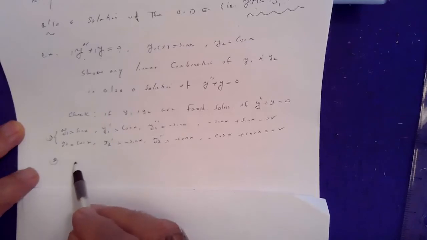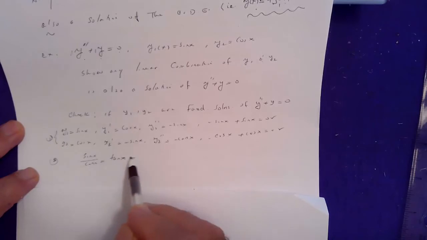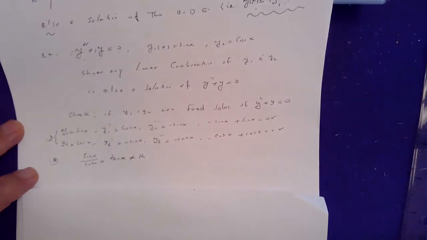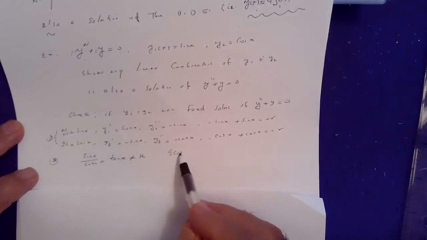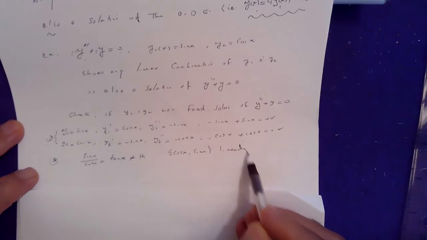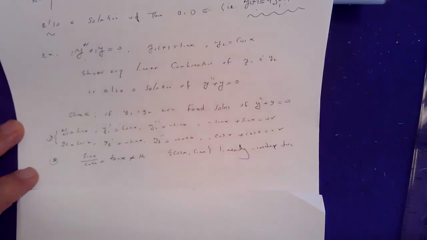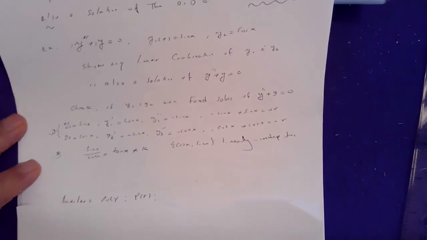Condition 2: if I take the ratio of sine over cosine, I get tangent. Tangent is not constant, is it? So therefore, cosine and sine happen to be linearly independent. Linearly independent functions, correct? So they are not combinable.